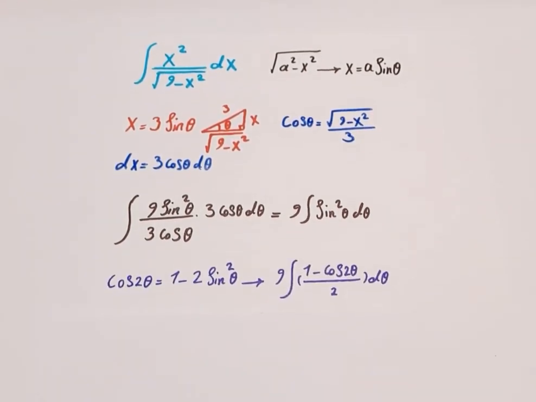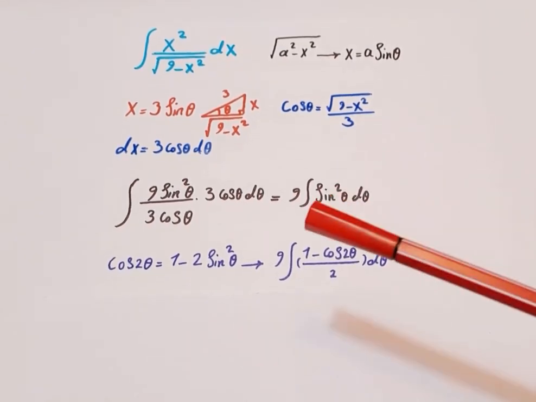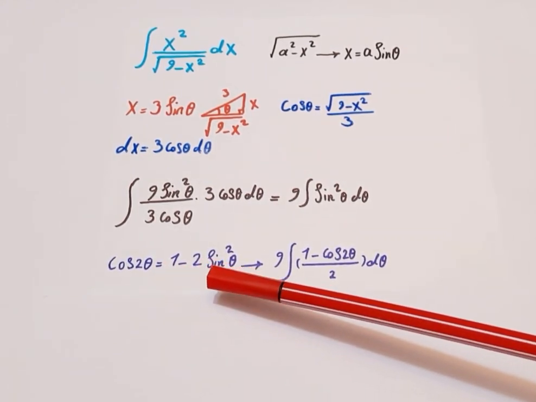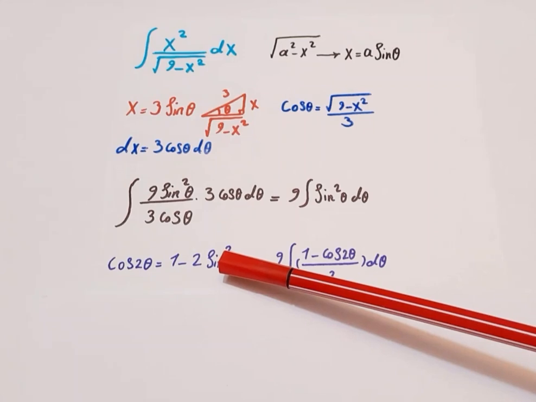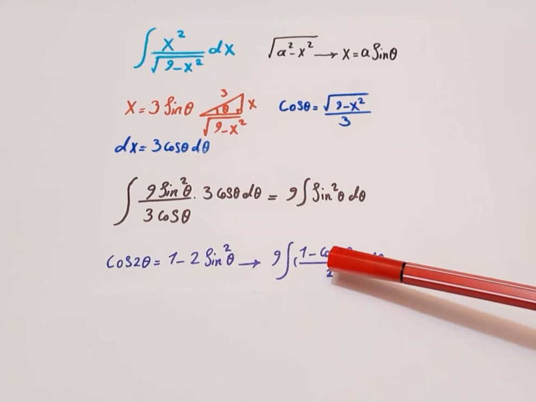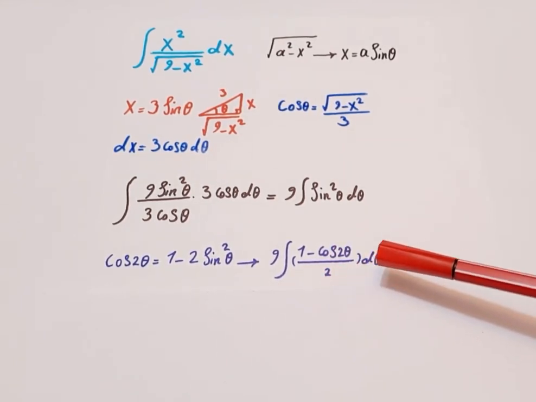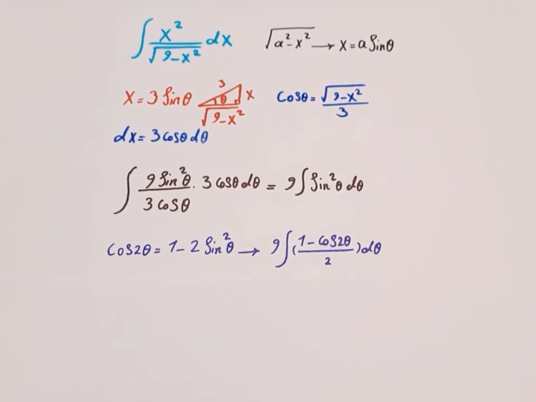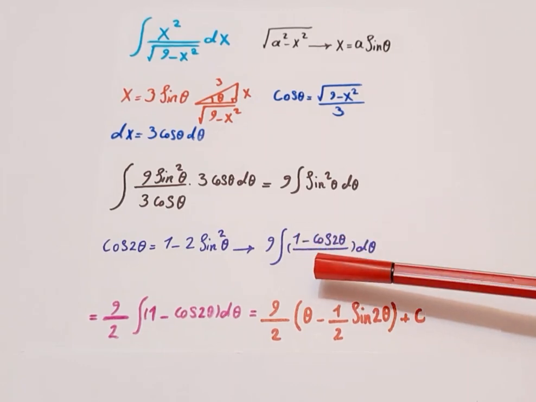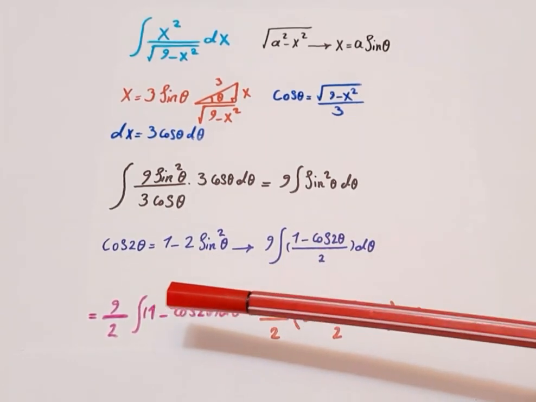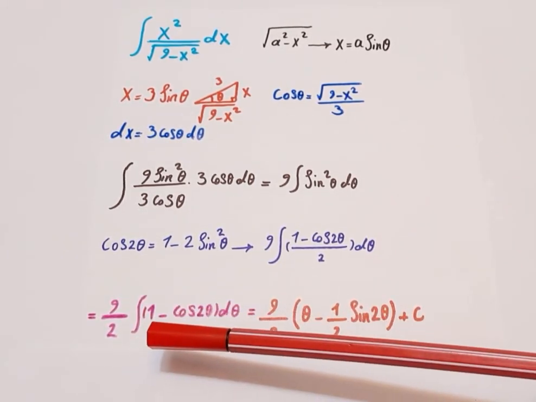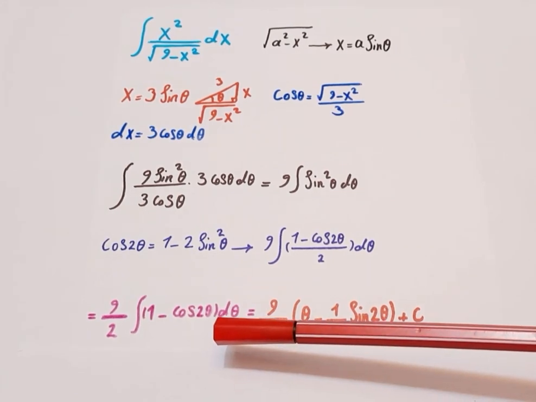And now here we have a nice point that says if you have cosine 2 theta, that's equal to 1 minus 2 times sine theta squared. So if I use this, I can write this integral as 1 minus cosine 2 theta over 2 times d theta. And to continue, there is a 1 over 2 in this integral, so I can write our integral as 9 over 2 times the integral of 1 minus cosine 2 theta times d theta.